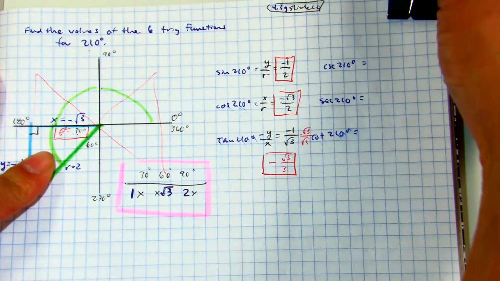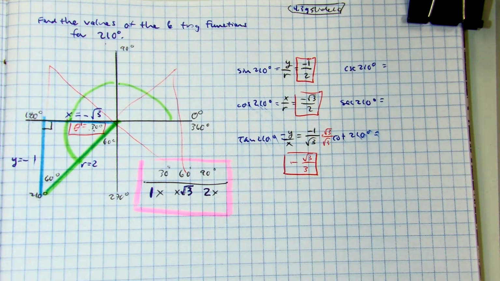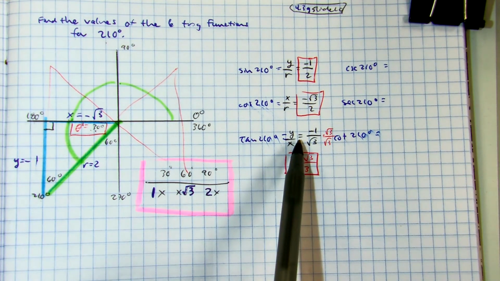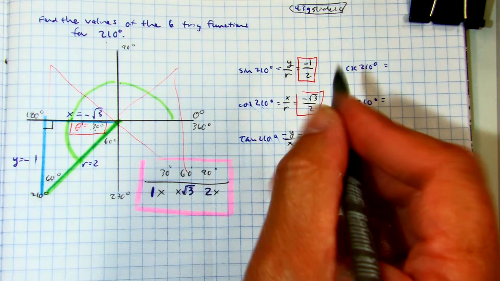Mr. E? Yes? Shouldn't the 10 be positive? Tangent. Negative 3 and negative 1? Up, thank you.